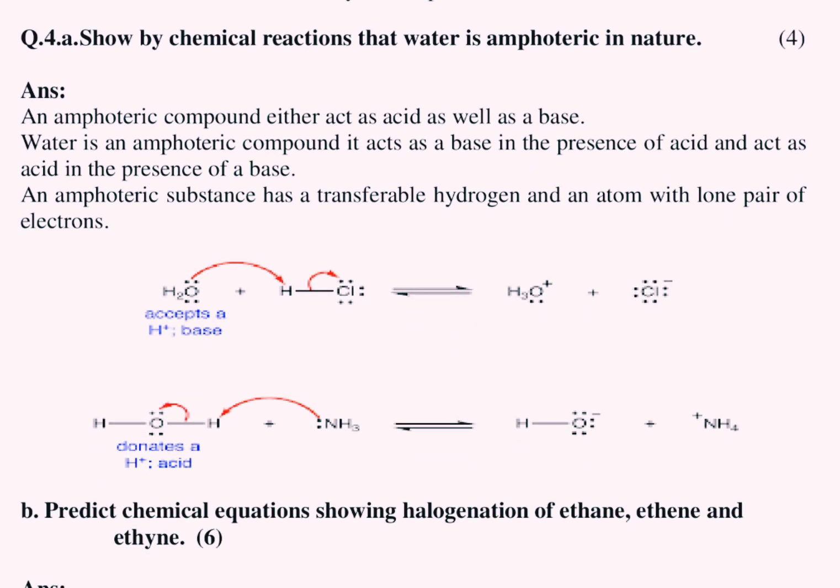Show by chemical reaction that water is amphoteric in nature. Amphoteric in nature means that it has both abilities. It reacts with acid, it acts as base. If it reacts with base, it acts as acid. So make sure water reacts with acid and make sure water reacts with some sort of base.